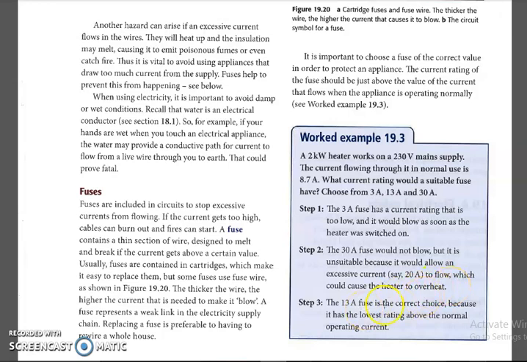The 13 ampere fuse is the correct choice because it has the lowest rating above the normal operating current, so it will be a good system. If a current above 13 ampere is flowing through the circuit, the fuse wire will melt and it doesn't allow any current to pass through, thus it will protect our appliances. After you rectify the system, we can reset or replace the fuse, and preferably it is better not to have to rewire the whole house.